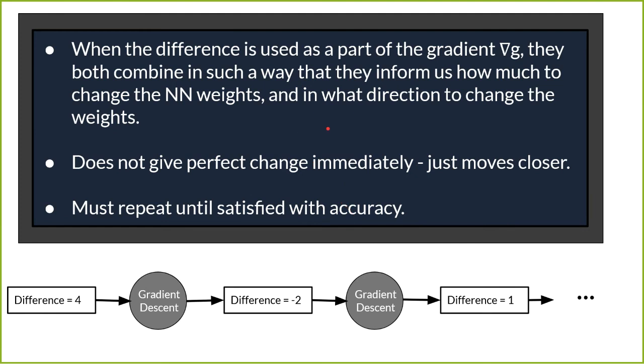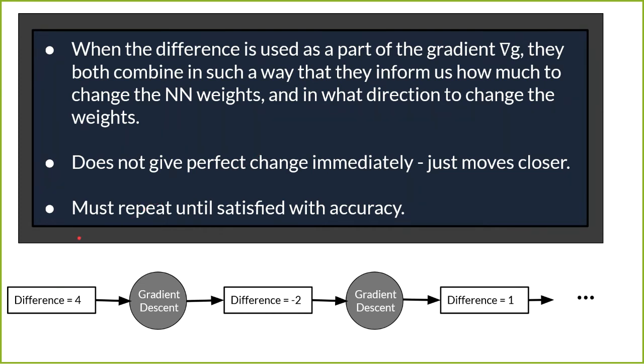So when we take this difference and combine it with the gradient, it informs us how to change the weights of the neural network. Specifically, the magnitude of the change to each of the weights, as well as the direction of change that the weights need to undergo. An important caveat is that it does not give a perfect change. It does not give us the exact numbers in order to achieve a perfect output. Instead, it just moves us closer to the desired output. And as such, we have to repeat this gradient descent process over and over again until we achieve a level of accuracy that we're satisfied with.